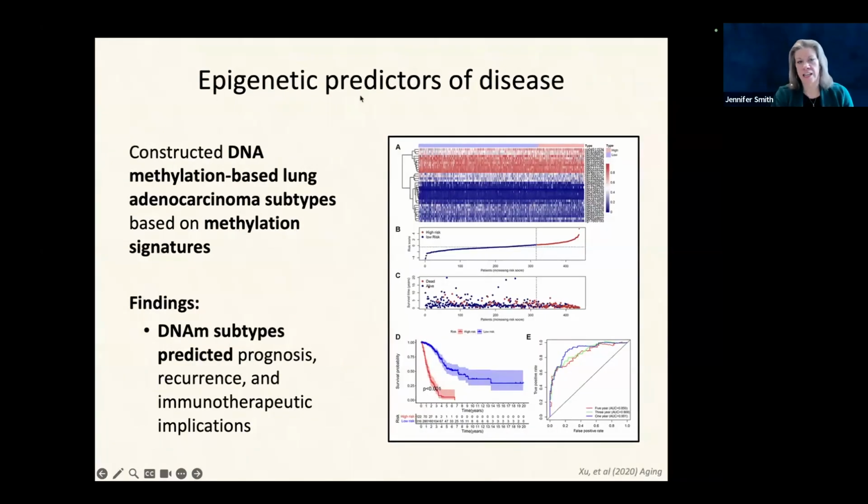And the last one is that epigenetics can also be predictors of disease. We're going to talk about machine learning. This is an example where they constructed methylation-based subtypes of a kind of cancer based on methylation signatures. And they found that those subtypes predicted things like prognosis, recurrence, and immunotherapeutic implications, right? And so this is really big now, and why we're going to talk about making surrogates is that you can use it for prediction, right? And in a lot of cases, it does better than genetics ever did, for different reasons, which we can also talk about.